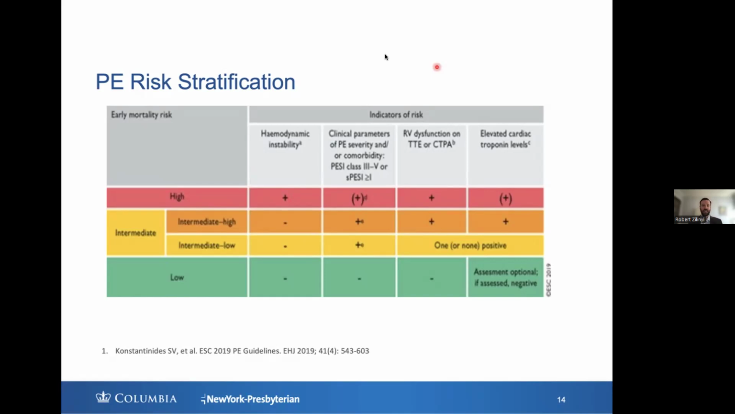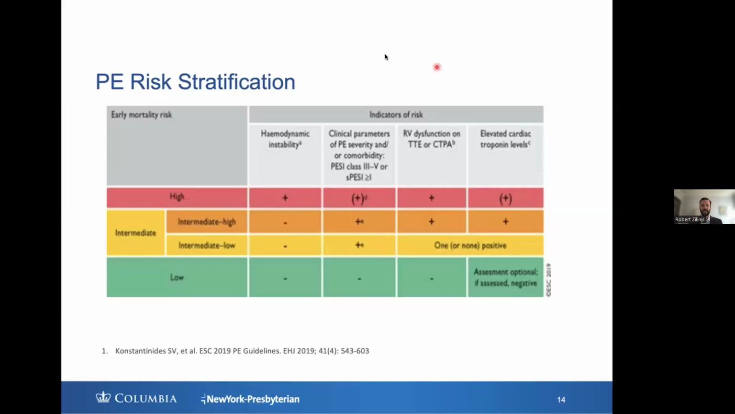Then we look at some of the PE severity risk calculators, such as the PESI or the simplified PESI, or the PE severity index. And in patients who have class 3 to 5 PESI or an S-PESI greater than or equal to 1, those patients are all necessarily going to be intermediate or high risk.